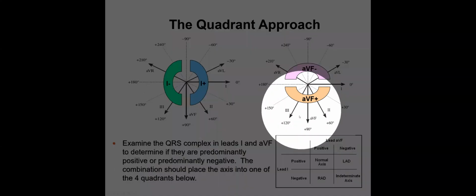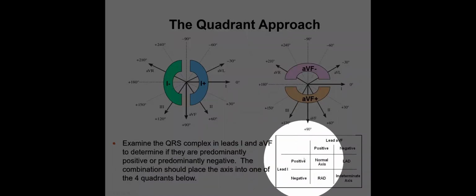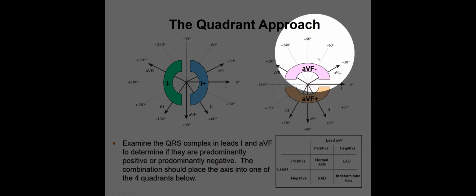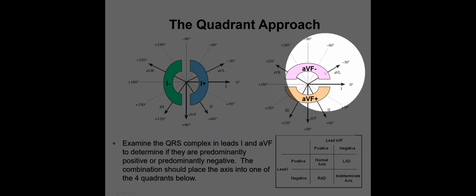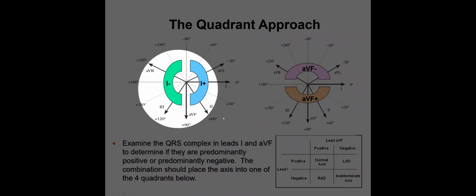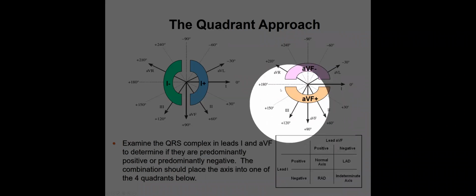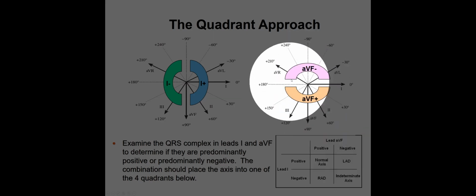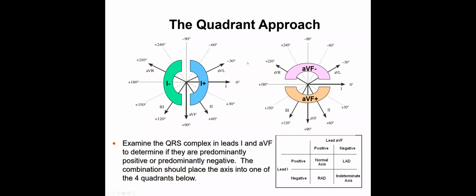So if you summarize, if lead number 1 is positive, we are on the left side. If AVF is positive, that's normal. If AVF is negative, we are here, so that means left axis deviation. If lead number 1 is negative, we are on the right side, and if AVF is positive, that's a right axis deviation. Here it's very rare to have any axis, though sometimes supraventricular tachycardias can cause it. Usually we are not counting on that quadrant.